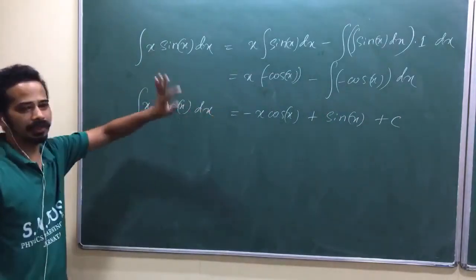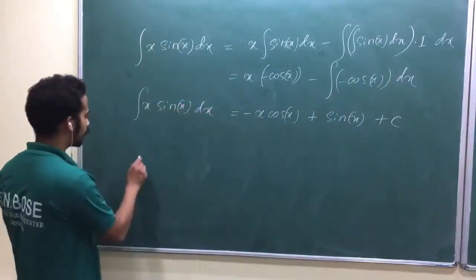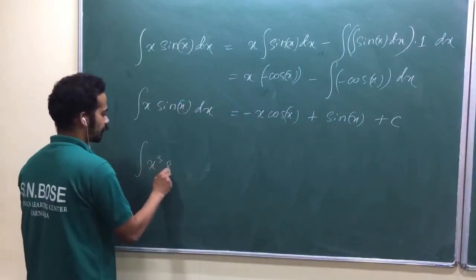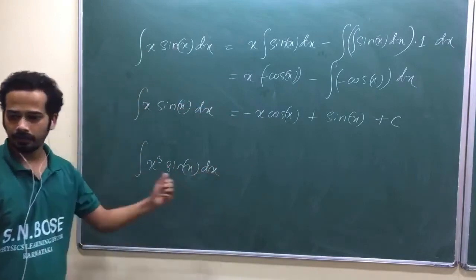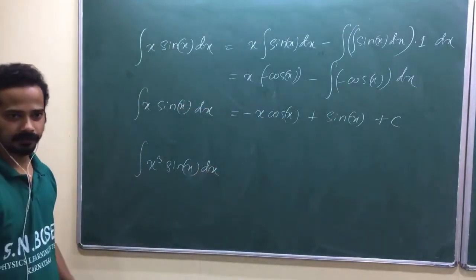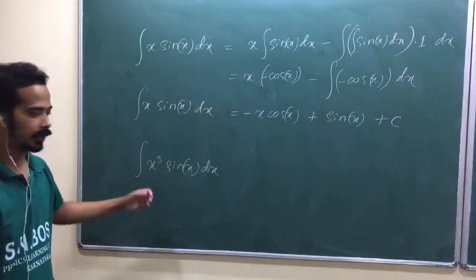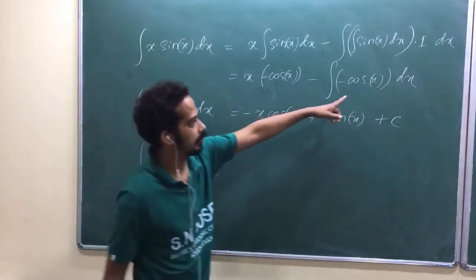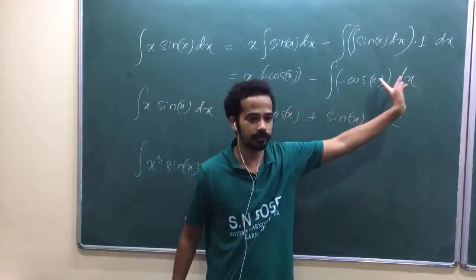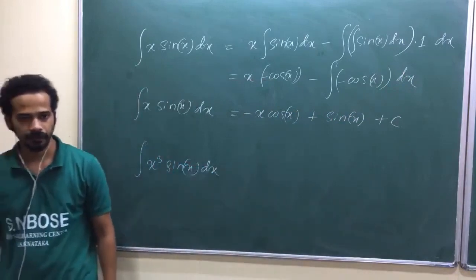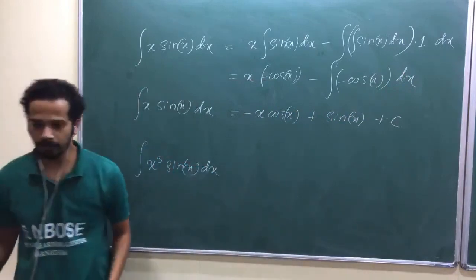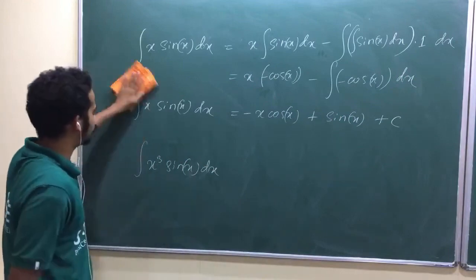So here it is very easy to do integration by parts, but if you have x cube into sin x, now it is lengthy doing this, isn't it? The derivative of x cube is 3x square. It will not be reduced in one step. So that's why I have uploaded that video again. Watch that one at least after the class.